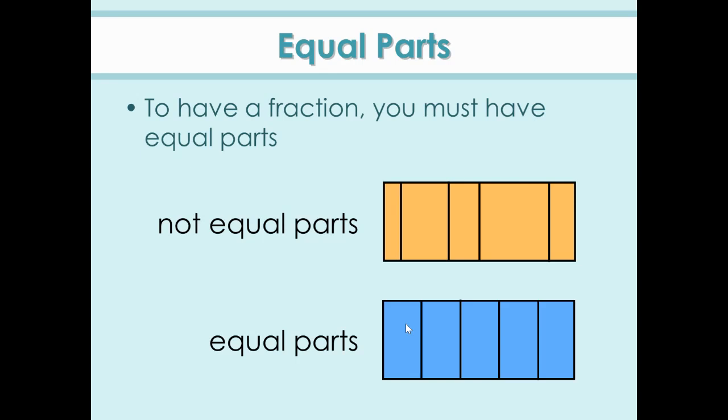Again, if you take away anything from this slide, if you see that these are not equal, you can't have a fraction that way. Everything in the whole rectangle has to be broken up into equal parts or equal sections. It's going to make more sense as we go along, but just keep that in mind for now.